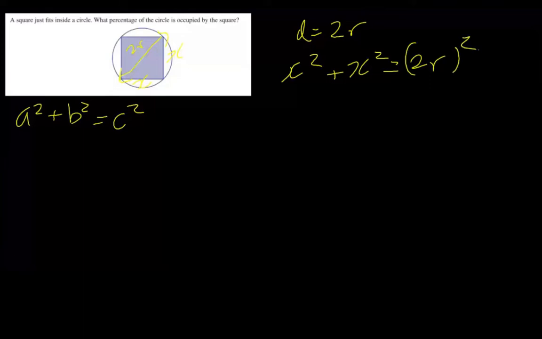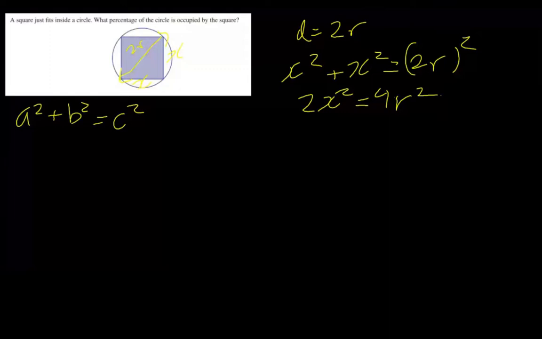Now we can simplify this out. x squared plus x squared, that's just 2 times x squared. So x squared, the coefficient being 2, is equal to 2r times 2r, so 2 squared is 4, r squared is r squared. And let's simplify this further. Let's try to get x in terms of r. Let's try and find the side length of the square so we can calculate the area of the square.